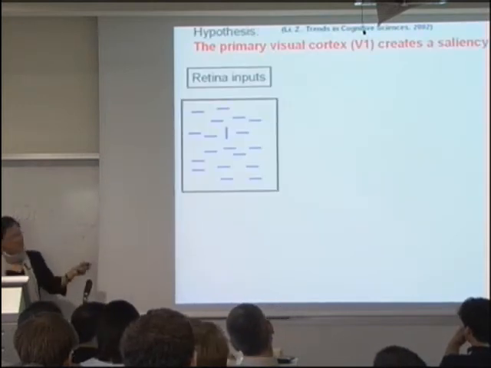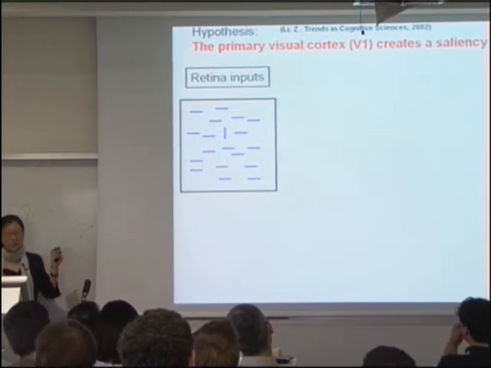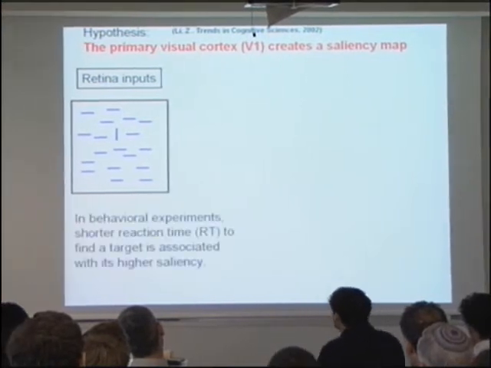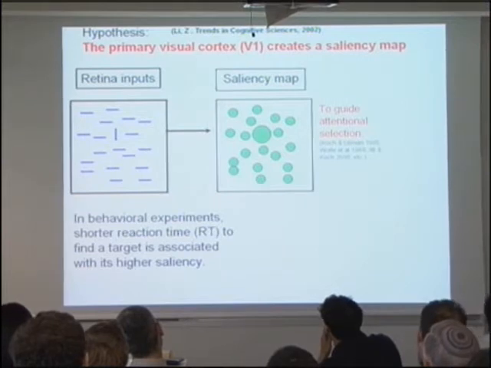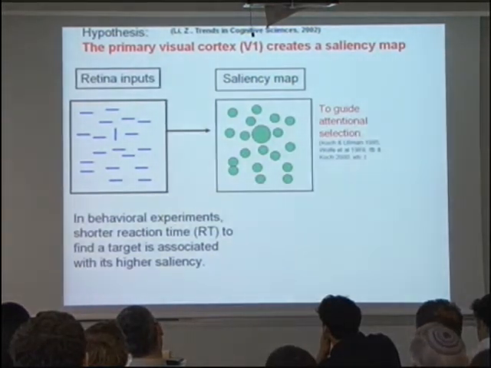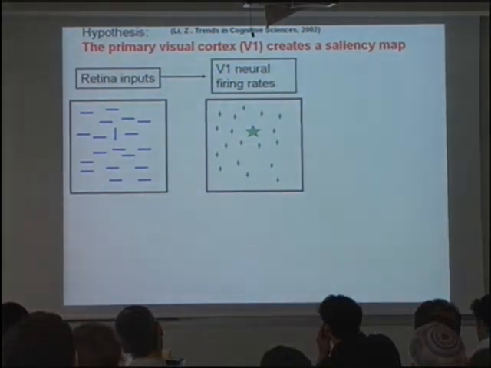So visual input comes in. Usually in behavior, you measure saliency, attract attention, by measuring reaction time to find a particular spot. If it's quick, then you say the spot is salient. And this is salient behaviorally. People think there's a saliency map. A lot of people study saliency map to guide your attention, as if it's a phenomenological kind of thing. But then the theory says the saliency map is just V1's firing rate. This is the dumbest possible theory you can think of.